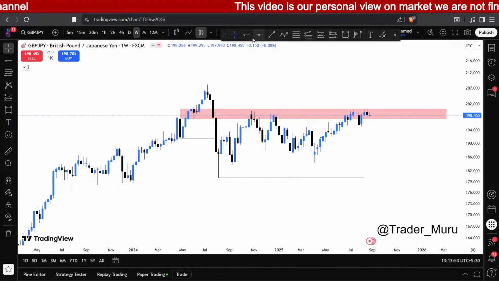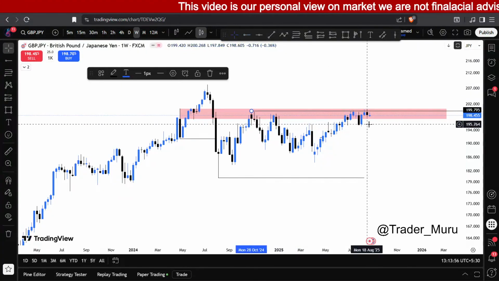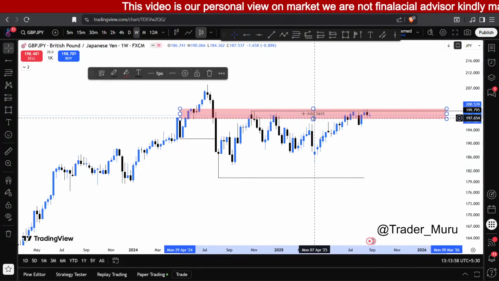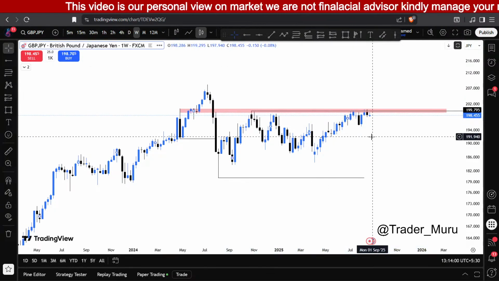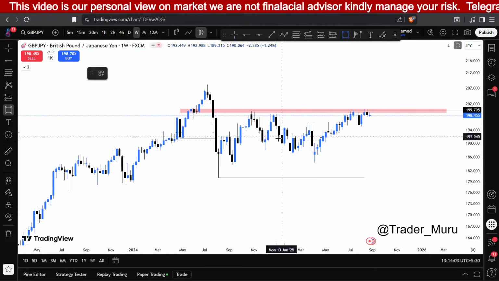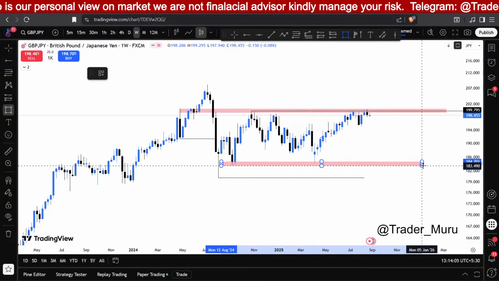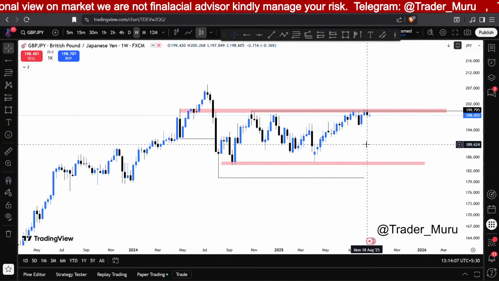It's basically a range, guys, nothing in it. So I don't play this kind of clear range, nothing to watch here. That's why I don't like all these pairs.